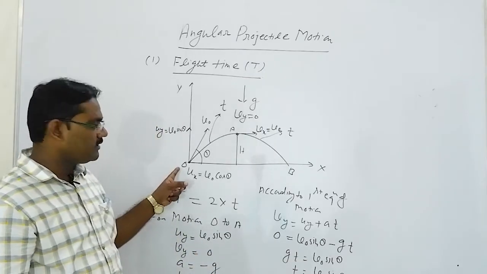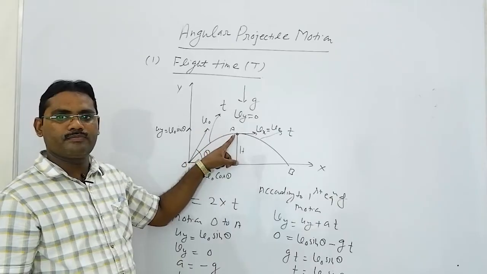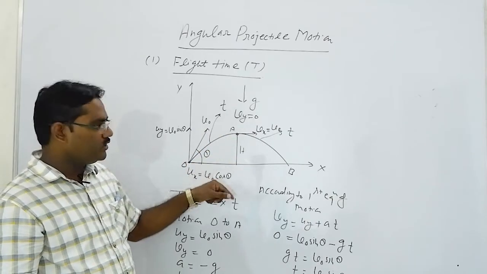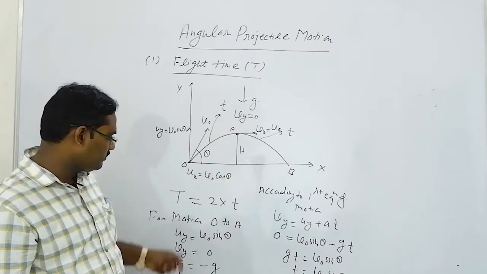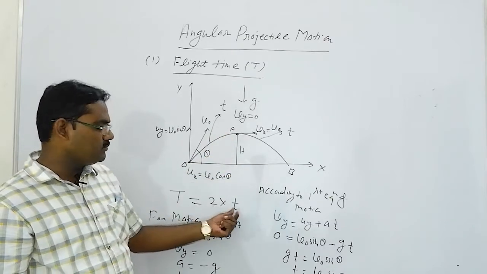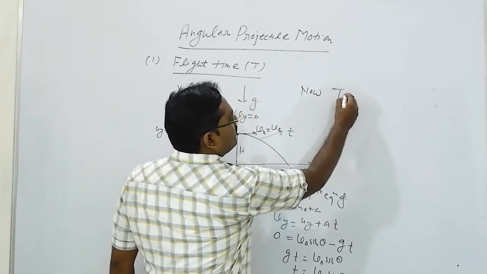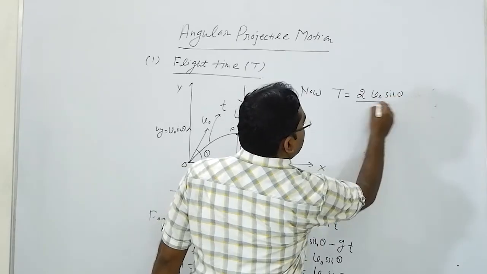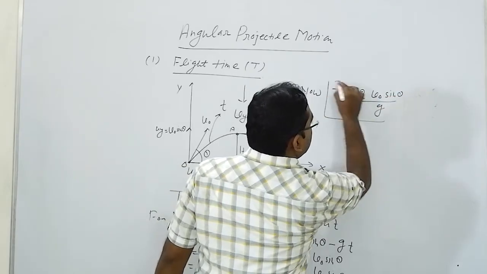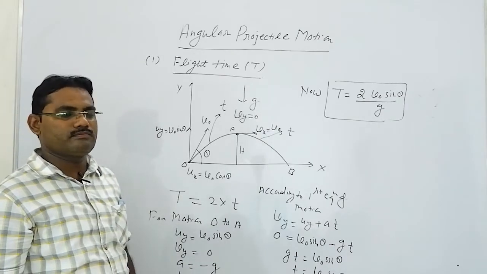The time taken by the projectile from O to A, and the same time to reach from A to B. That is, flight time is 2 times t. Now capital T is equal to 2 v naught sin theta divided by g. This is the expression for flight time.